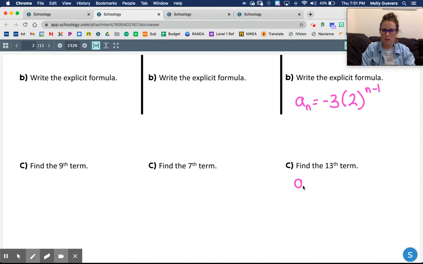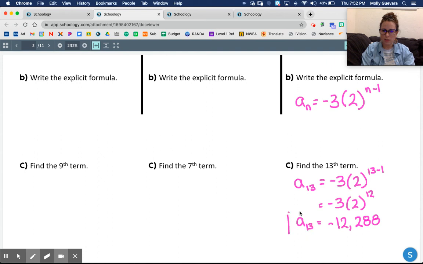Okay, so to find the 13th term, I'm going to plug in 13 wherever I see an n. So I have 13 minus 1, so negative 3 times 2 to the 12th. Plug that into your graphing calculator very carefully, and you should get negative 12,288. So the 13th number in this sequence is negative 12,288. So hopefully that's making sense.